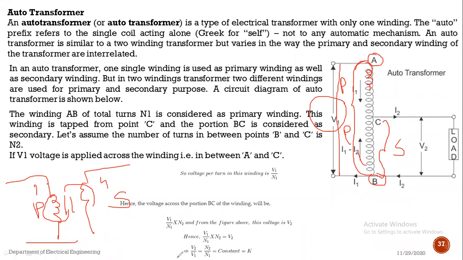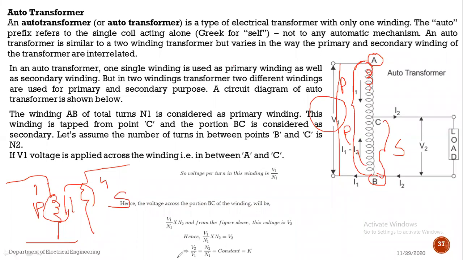An auto transformer is similar to an ordinary transformer, or a two winding transformer. But the difference is that it varies in the way the primary and secondary windings of the transformer are interrelated. See, the difference is only in the relationship between the primary and secondary windings.